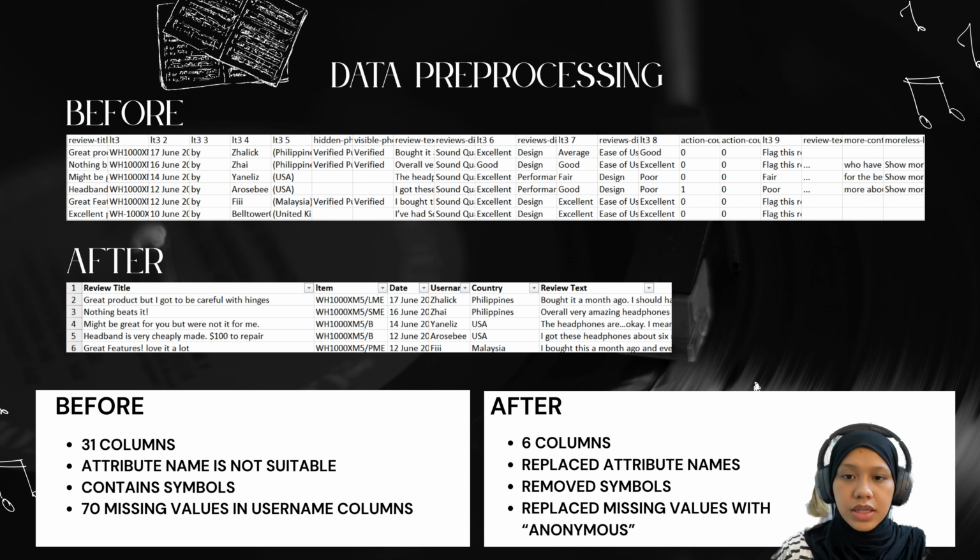Moving on to the data preprocessing, we can see that before, it contained 31 columns, the attribute names were not suitable and contained symbols, and there were 70 missing values in the username column. Therefore, we removed a lot of columns and only retained 6 columns out of the 31, and replaced the attribute names, which we can see here: review title, item, date, username, country, and review text. And then we removed the symbols. We can see this more clearly in the next slide.